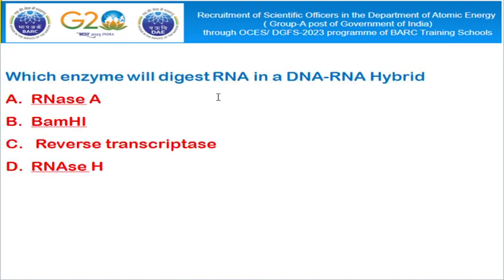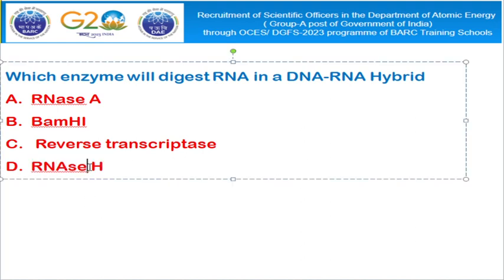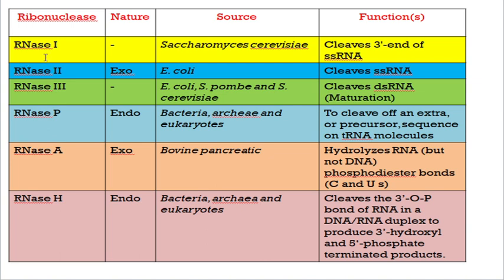Which enzyme will be digesting RNA in a DNA-RNA hybrid? Okay, the correct answer is RNase H. So the RNase H is for hybrids. Okay, so RNase 1 is from Saccharomyces cerevisiae. They will be cleaving at the 3' end of all your single-strand RNA. And RNase 2 is also responsible for cleaving single-strand RNA.